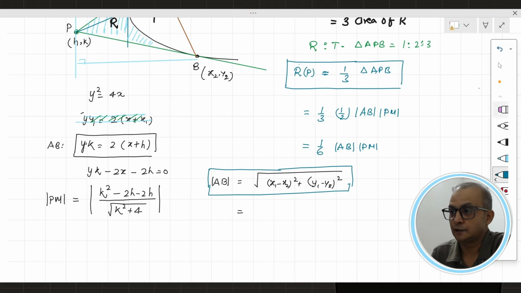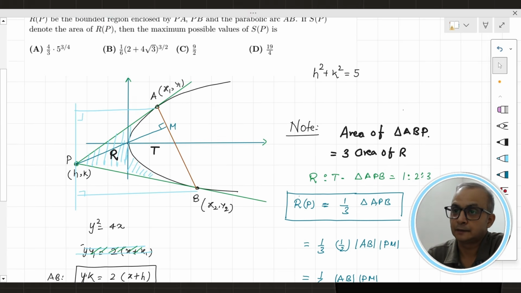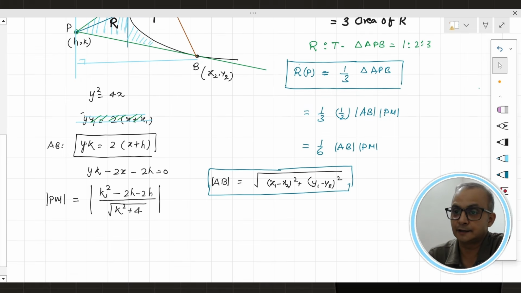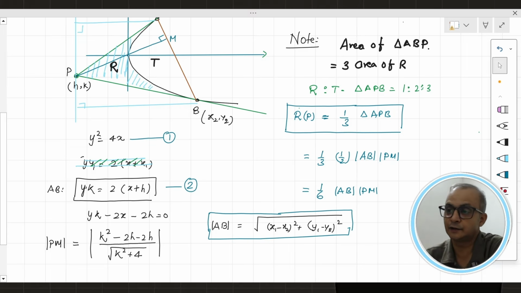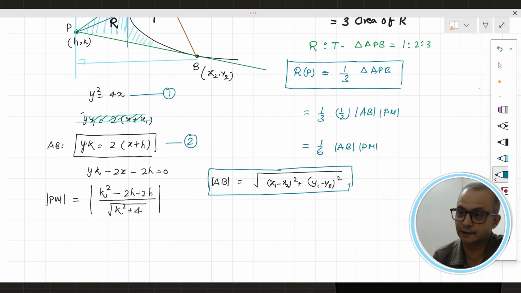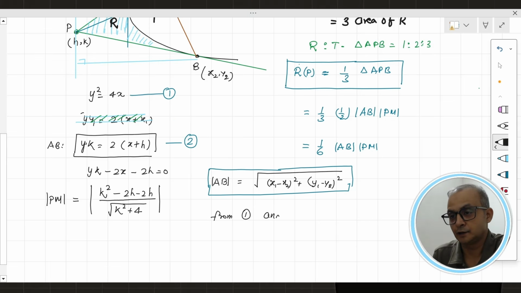So let's find out the points A and B. How do you find it? Let's create an equation. I have this equation, you know that y square is equal to 4x, and I have this equation second. I have to solve it to get an equation in terms of y or x, whatever be convenient for us. So from 1 and 2, what I'm writing is that, see here, this y squared I can write as 2 times 2x, and this 2x I can write from here.